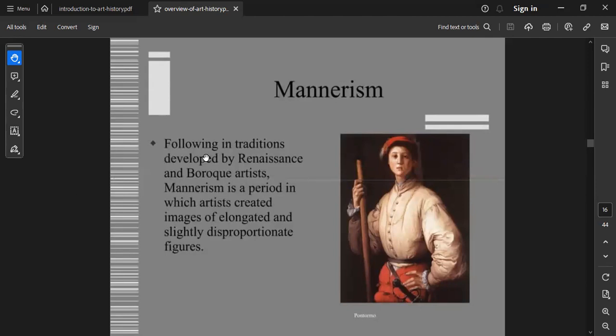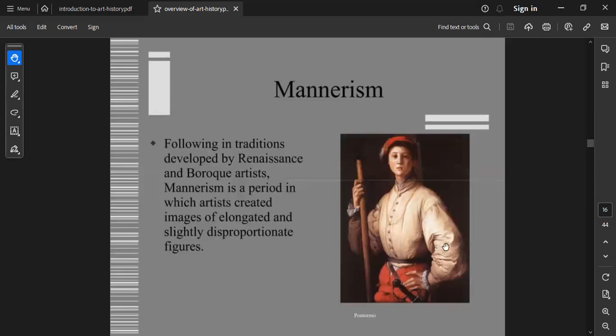Then we have something called mannerism. Following traditions developed by the Renaissance and Baroque artists, mannerism is a period in which artists created images of elongated and slightly disproportionate figures. So this is how you identify a piece of work which belongs to this particular era or theme. You will find some kind of disproportion when it comes to the human figure.